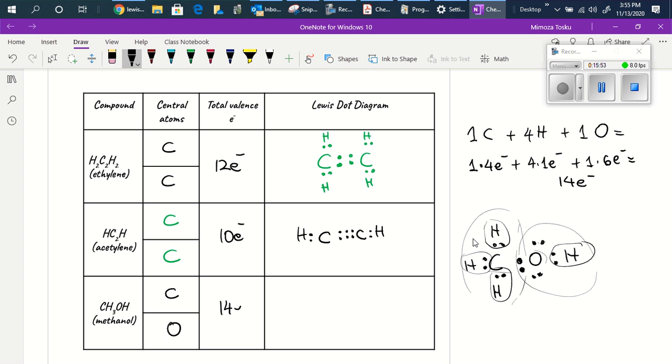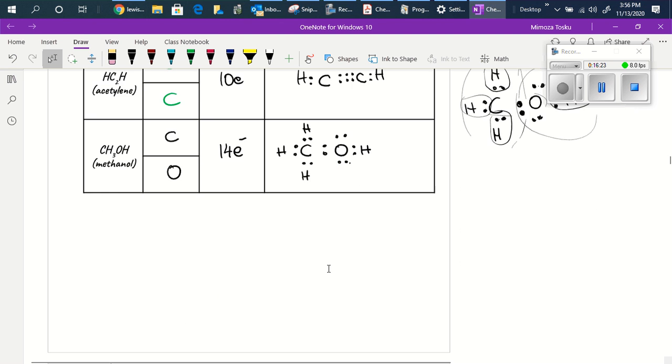So the total number of valence electrons is 14, and the Lewis dot diagram for this will be carbon, oxygen, and then we will have hydrogen, hydrogen, hydrogen, and hydrogen here, and then 2, 8. And this will be the Lewis dot diagram for methanol.